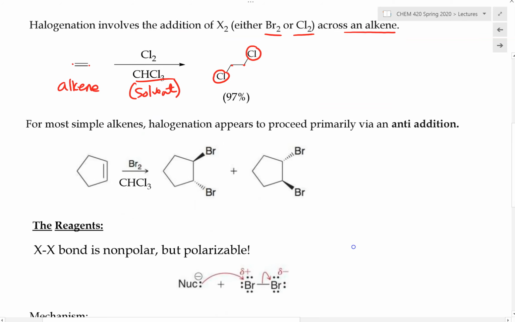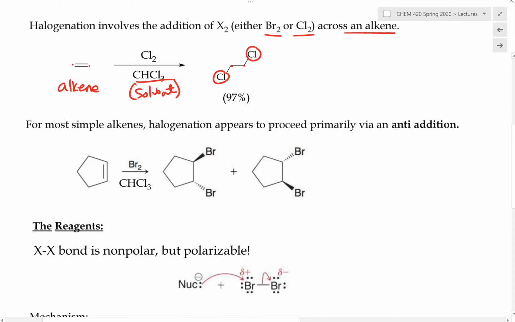Okay. Now let's talk about the stereochemical outcomes of this halogenation reaction. What we have observed is that for most simple alkenes, the halogenation reaction proceeds through a process that we call anti-addition. And this is what affects the stereochemical outcome of the products. What anti-addition means is that when the two halogens are added to the carbon-carbon double bond, they are added to opposite sides across those two carbons.